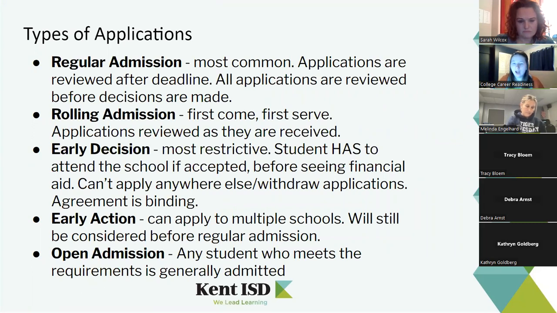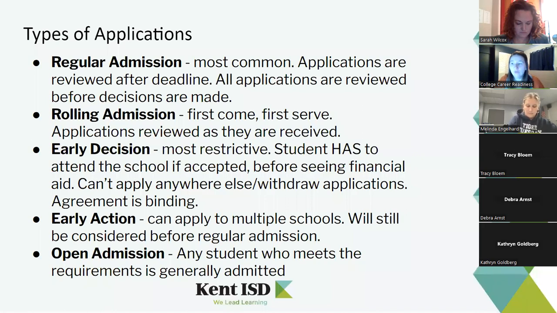So the first and most common is the regular admission. This is where the school sets a deadline, students apply by that deadline, and all the applications are reviewed after that date. So usually this happens maybe late fall semester, but usually early spring semester, so January, February, March. And then most students will get their decisions mid-March, April, to make a decision by May 1st. And so all students who apply regular admission, admissions counselors review all of those applications at the same time. Decisions aren't made until they're all reviewed, and then those decisions are sent out together.